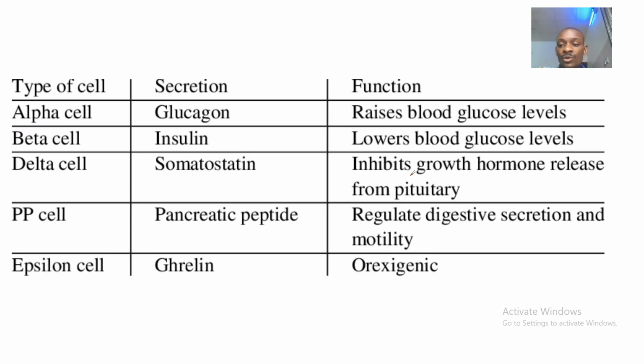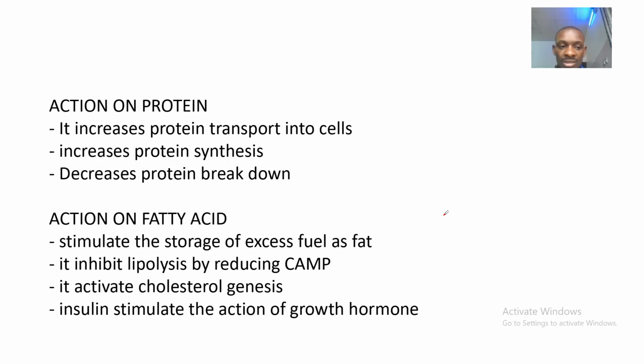So this is just a summary of everything we are saying. Alpha cell glucagon raises blood glucose. Beta cell insulin lowers blood glucose. Delta cell somatostatin inhibits growth hormone, cholecystokinin, and everything. This is a good image for you guys to summarize everything that we have spoken about in this lecture.